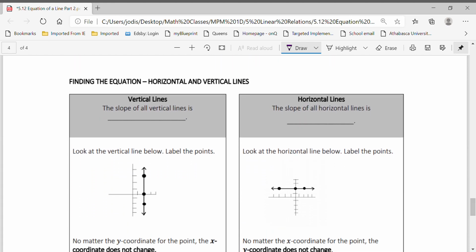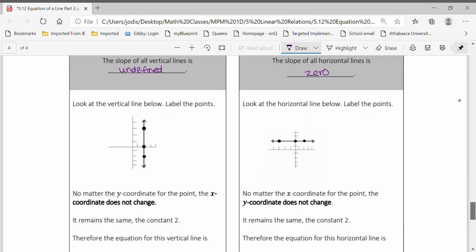Alright, so next we're going to try and find the equation of horizontal and vertical lines. So if we remember, when we talked about horizontal and vertical lines, we said the slope of all vertical lines is undefined. Right, because if we remember, we would get a run of 0, so anything that's divided by 0 is undefined. In our horizontal lines, the slope is always 0, right, because the top number is always 0.